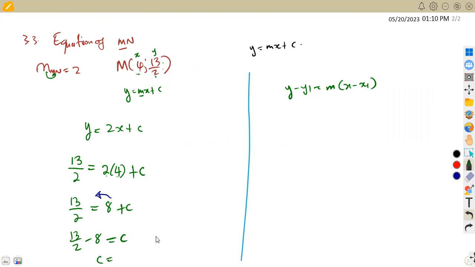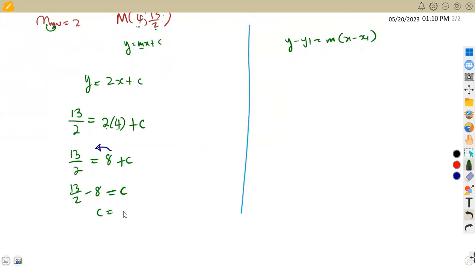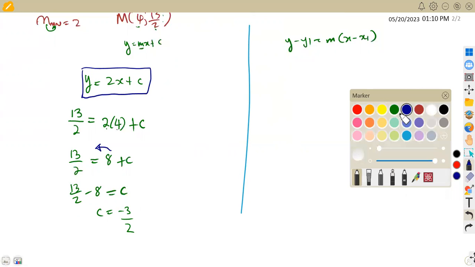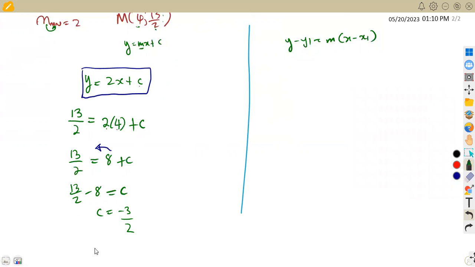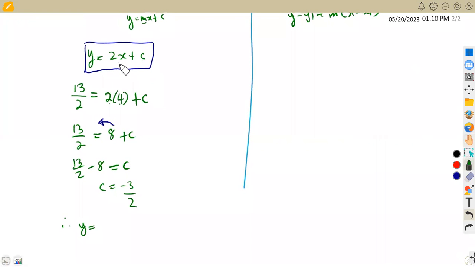So c is going to be -3/2 if you plug in your values properly. So that's the value of c, which gives us the equation, because previously we said y is equal to 2x plus c. The only part that was limiting us here is the value of c, and we have this value of c.